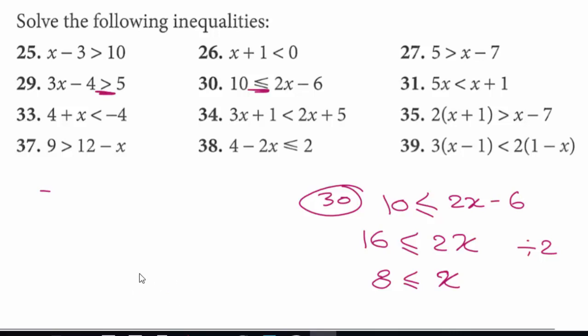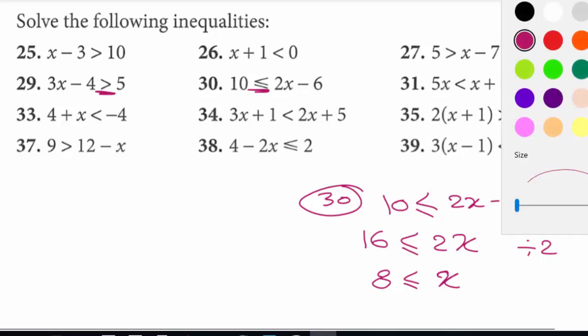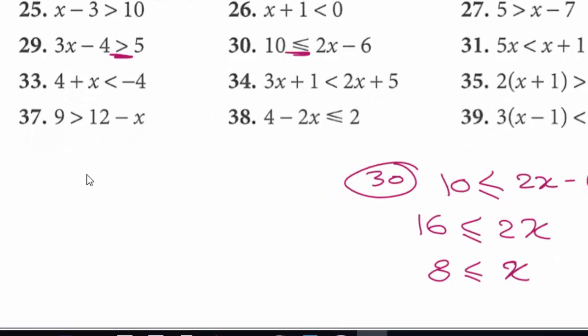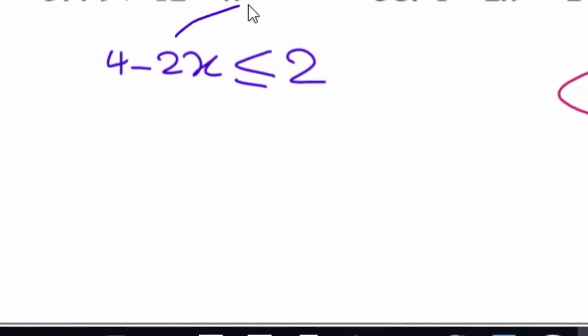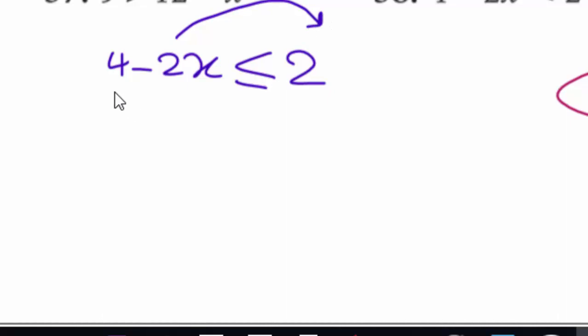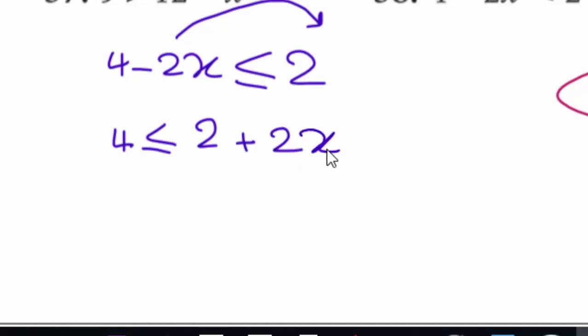To do 38, 4 minus 2x is less than or equal to 2. To solve this, firstly, whenever you see the x is negative, it's better to send the x to the other side. It becomes positive. Then 4 is less than or equal to 2 plus 2x. Whenever you see negative x, it's better to send it to the other side to become positive, because dealing with positive is way easier than negative.